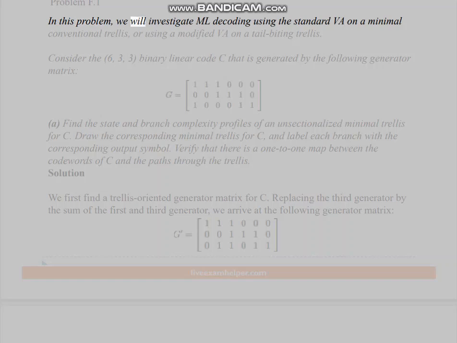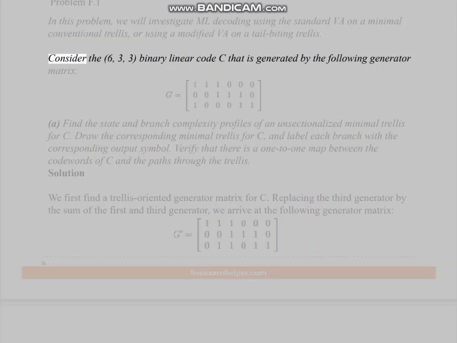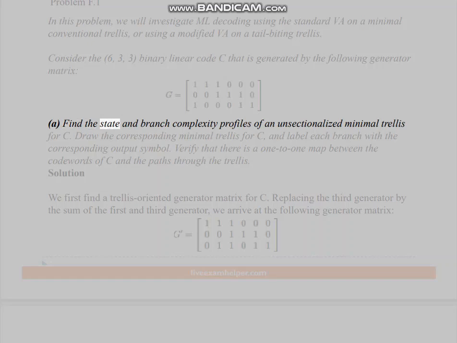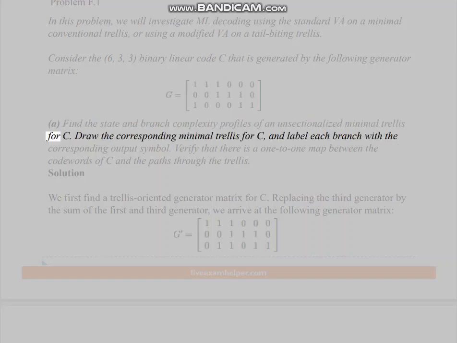Problem F.1. In this problem, we will investigate ML decoding using the standard VA on a minimal conventional trellis, or using a modified VA on a tail-biting trellis. Consider the (6,3,3) binary linear code C that is generated by the following generator matrix. A. Find the state and branch complexity profiles of an unsectionalized minimal trellis for C.